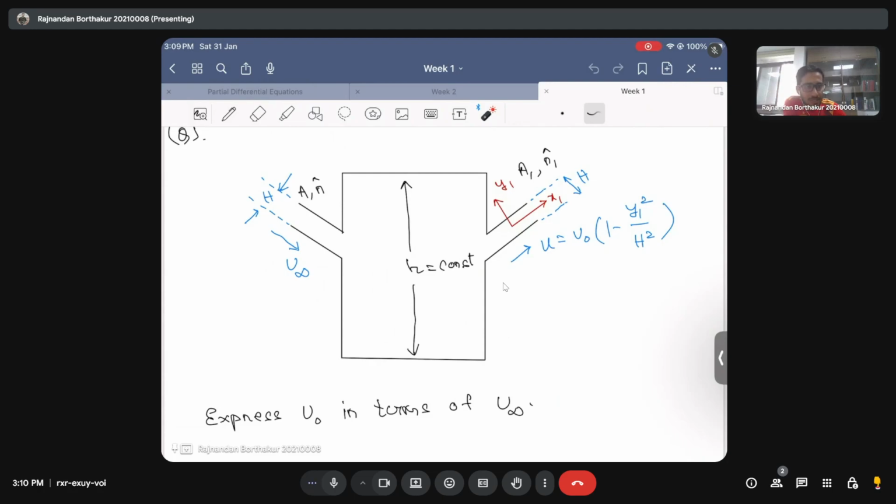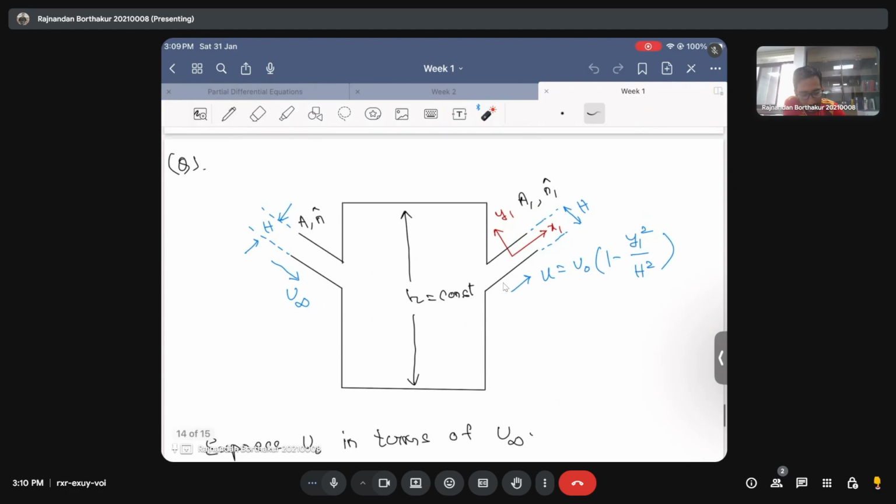This is more of a practical scenario, where the velocity profile, given by this expression, as you can see, varies with the local y coordinate of the pipe. If I draw the velocity profile in the pipe cross section, and I choose my axis to be in the middle of the pipe, then at these points, that is at y1 equal to plus and minus h.